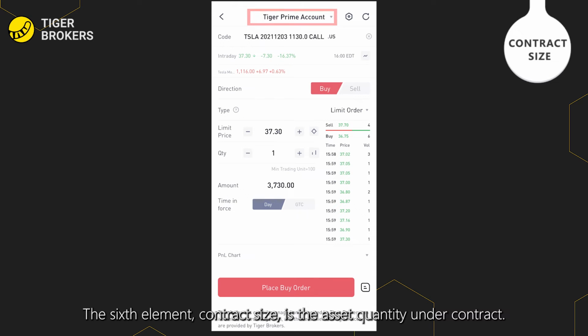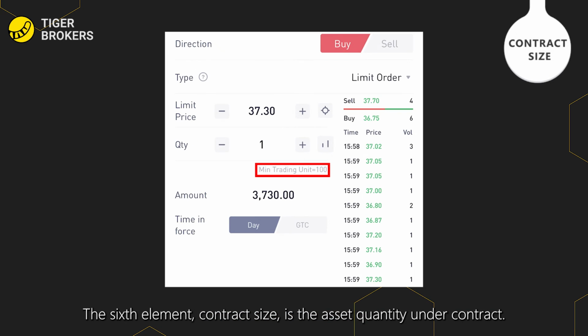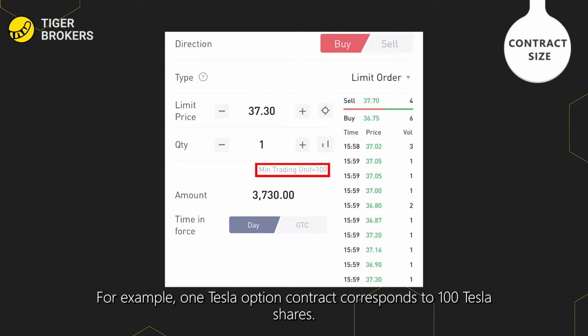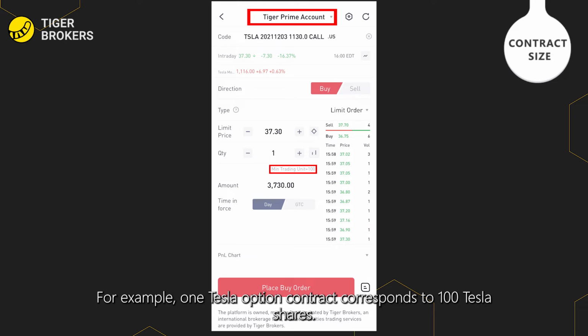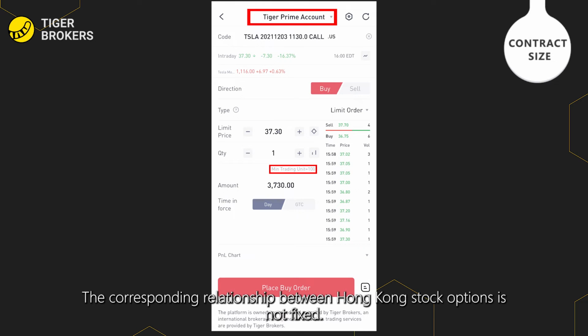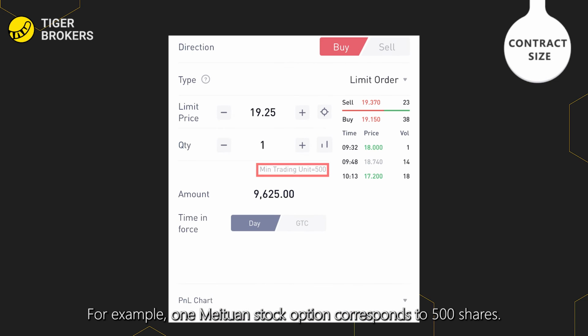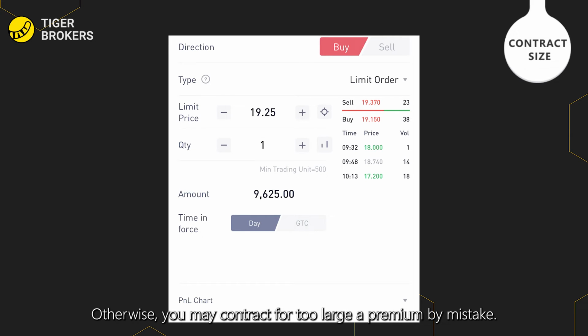The sixth element, contract size, is the asset quantity under contract. One US stock option contract corresponds to 100 underlying shares. For example, one Tesla option contract corresponds to 100 Tesla shares. The corresponding relationship between Hong Kong stock options is not fixed. For example, one Meituan stock option corresponds to 500 shares. You should carefully check the corresponding quantity when trading. Otherwise, you may contract for too large a premium by mistake.